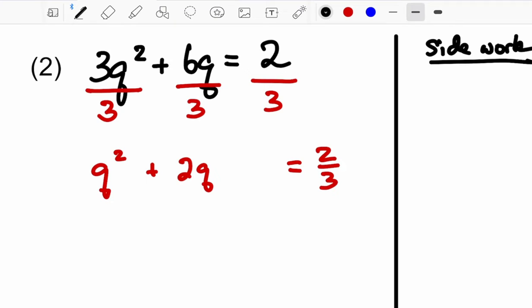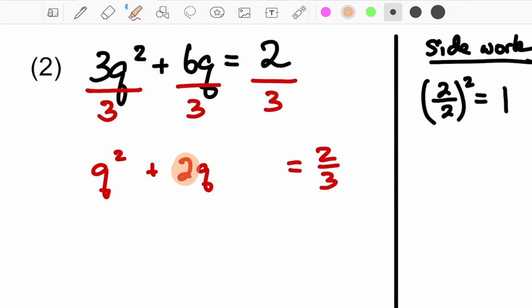It's the same page, it's just I changed number 2 to a different question. All right, so I take my b value, which is 2, I cut it in half and I square it, and that's going to give me a result of 1. So again, I took my b value, chop it in half, 2 divided by 2 is 1, square it, the result is 1. So that's what gets added to both sides of the equation.